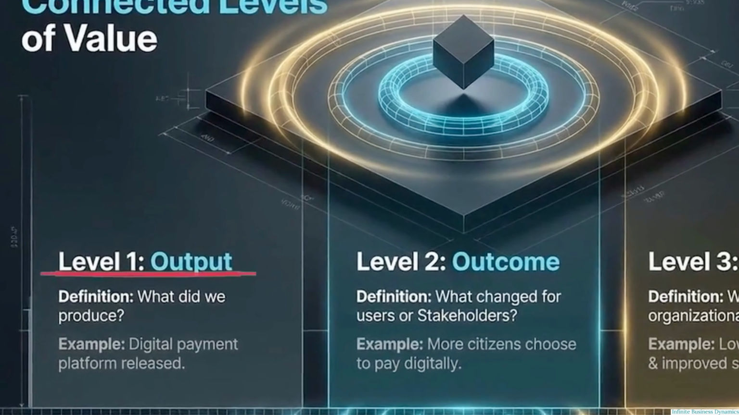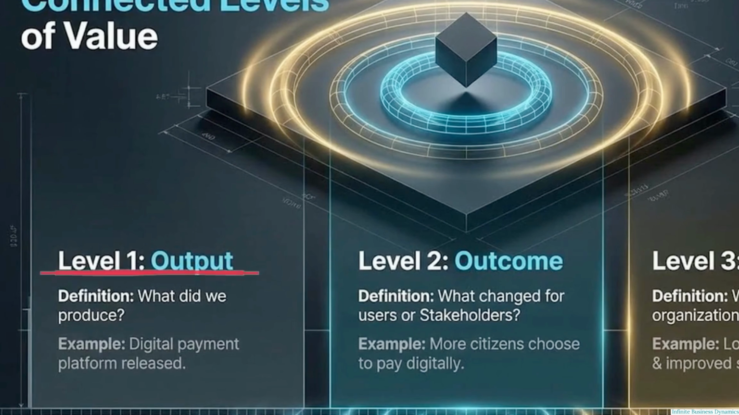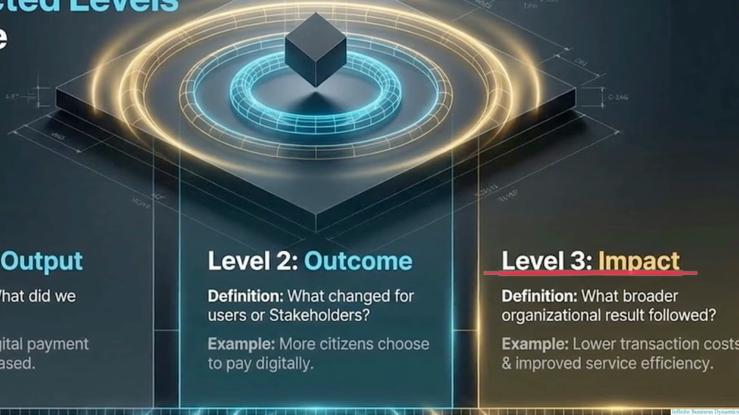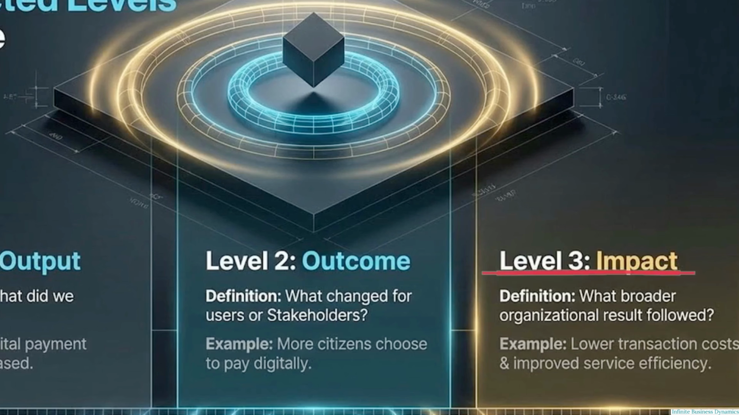Level 1 is output. This is strictly defined as what the team produced. Building and deploying a digital payment platform is a Level 1 output. Level 2 is outcome. This measures the behavioral change for users or stakeholders. More citizens actually choosing to pay their bills digitally is a Level 2 outcome. Level 3 is impact. This represents the macro-organizational result that follows, such as lower transaction costs and improved service efficiency.